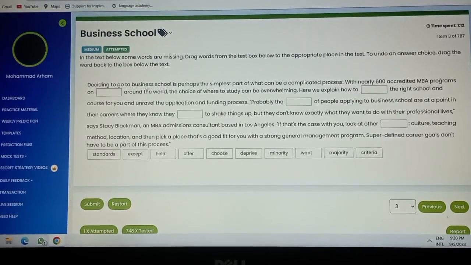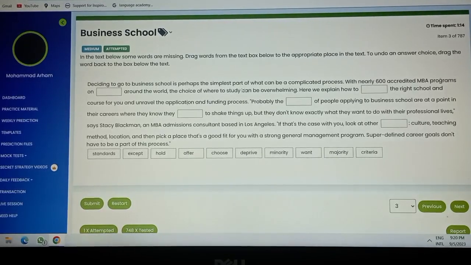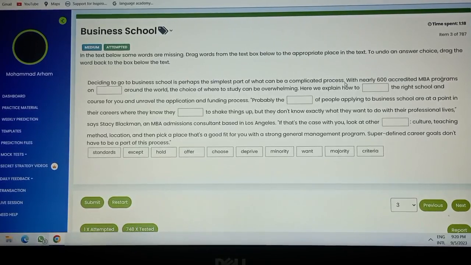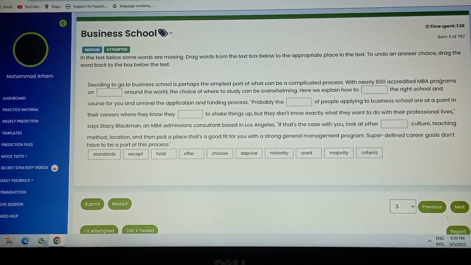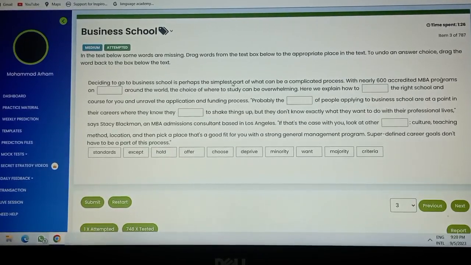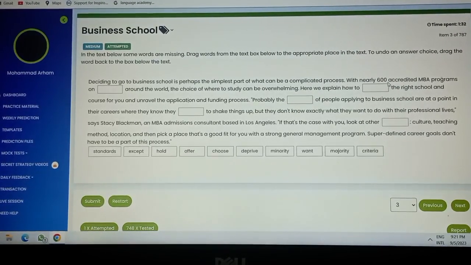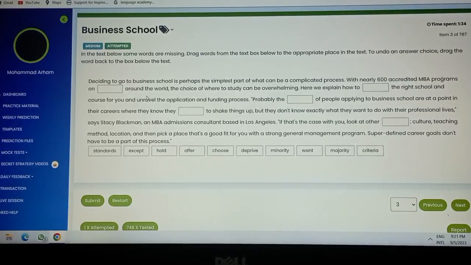Third passage. Deciding on a business school is perhaps the simplest part of what can be a complicated process. With nearly 600 accredited MBA programs on dash around the world, business school is the simplest part of what can be a complicated process.